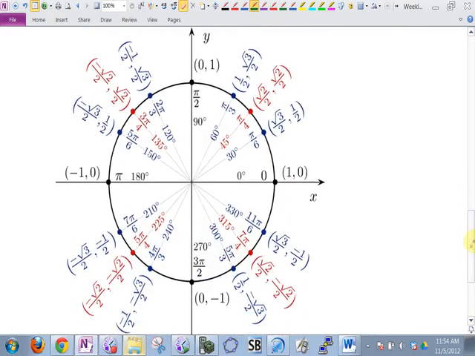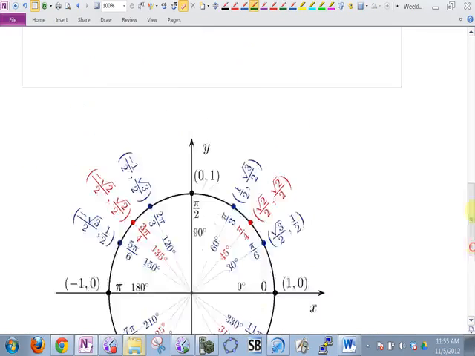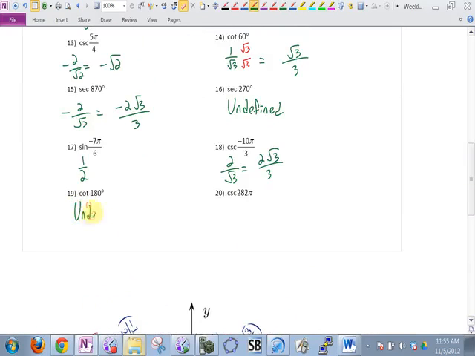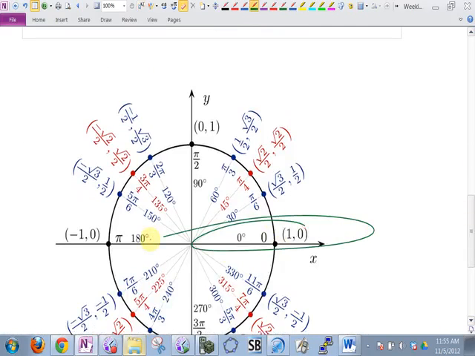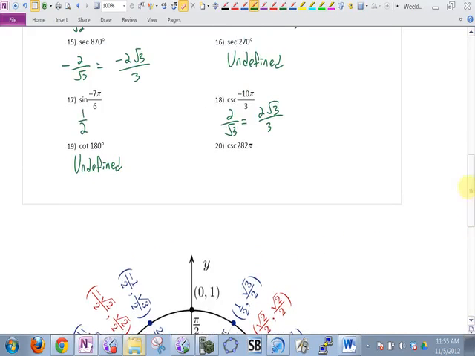The cotangent of 180, so that is the x coordinate divided by the y, negative 1 divided by 0 is? Undefined. And then the cosecant of 282 pi, any even number of pi is going to be coterminal to 0, so there's 282 pi. The cosecant is the reciprocal of the y coordinate. What's the reciprocal of 0? It is undefined.